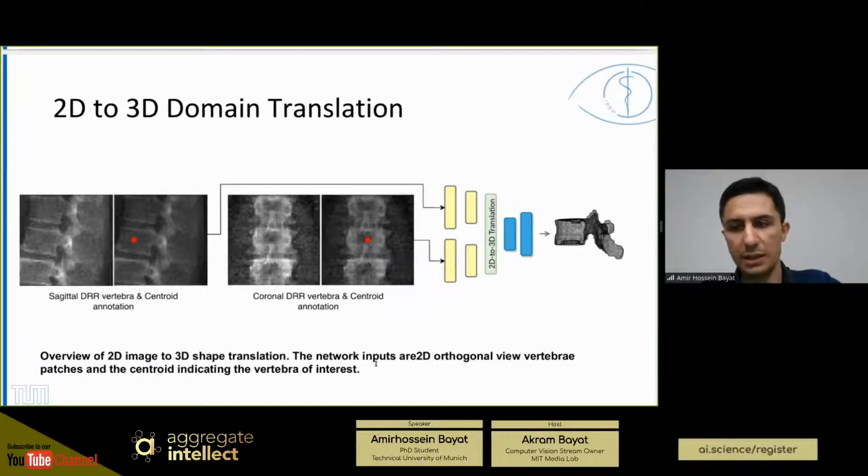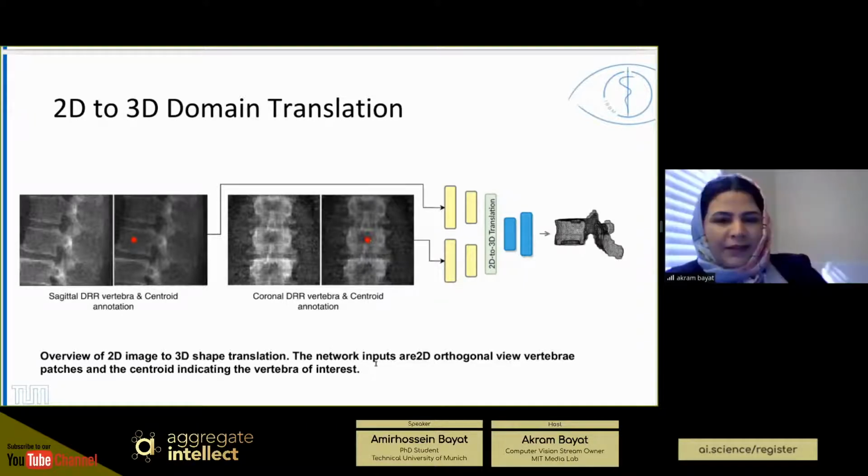So as you see in this example, we have the central vertebra, the vertebra of interest, and we have the adjacent ones. But in the output, the network has only reconstructed one vertebra, and it does that because we have this annotation in there. I see. Okay, thank you.